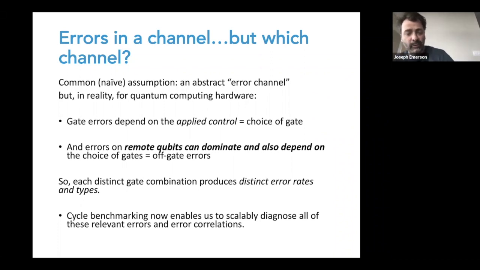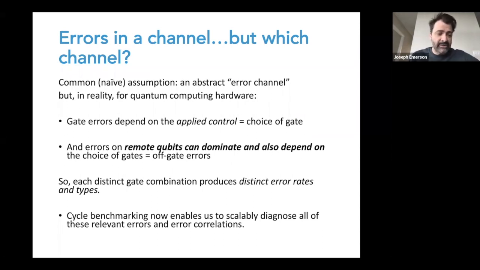We're working with just about every leading experimental group in the world, and what we're discovering is that errors on remote qubits can sometimes dominate and, of course, depend on the nature of the gates being applied. You might be applying a controlled NOT on qubits 6 and 7, and the worst error in your system is not the errors on qubits 6 and 7 that are experiencing the controlled NOT. The worst error in your system might be qubit 2, which is supposed to be idle. The error on qubit 2 is induced by the waveform, the pulse you're using to implement that controlled NOT on 6 and 7. This is something that randomized benchmarking absolutely doesn't see. This is the iceberg beneath the surface.